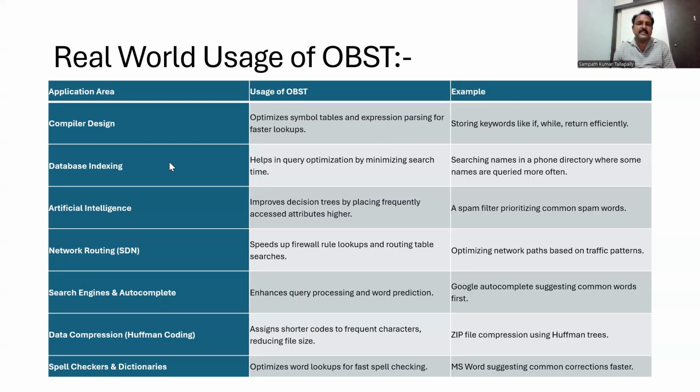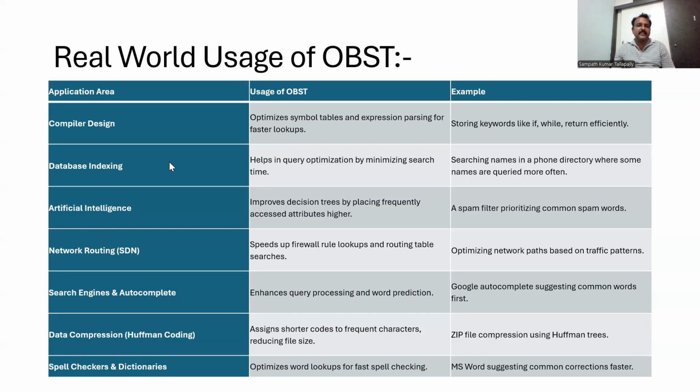Especially, the optimal binary search tree is used in compiler design. Means, when I compile the program, whatever the instructions and keywords which are a part of the code will be converted into a symbol table. So while forming the symbol table, for easy processing of the symbol table or for executing your program in a faster manner, we're going to search for the keywords in a faster way.